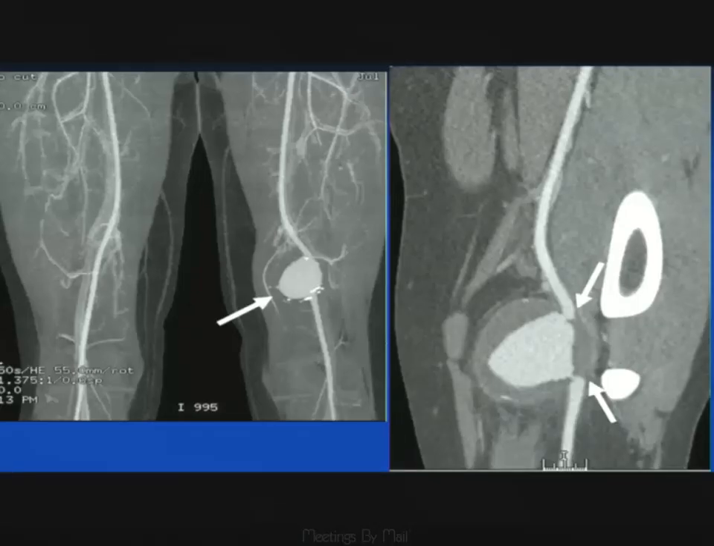So here's another example of a popliteal artery aneurysm. This, I think, was an acute trauma event. You can see there's quite a disruption here of the distal popliteal artery, partly thrombosed, with a rather prominent popliteal artery aneurysm.